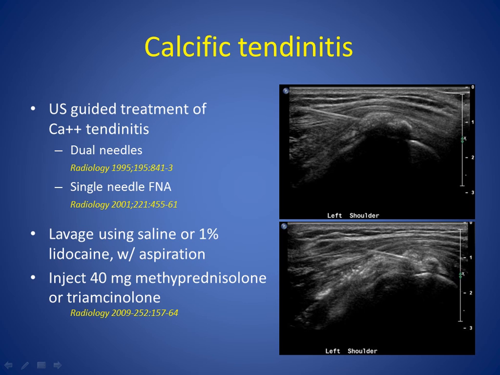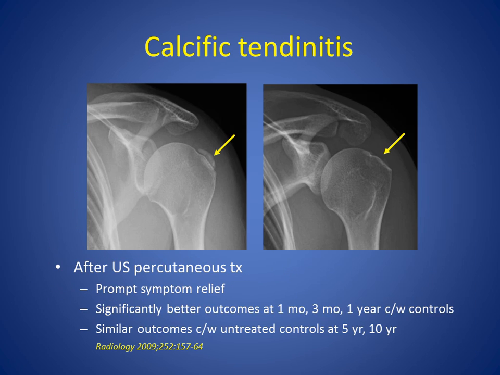Okay, so different techniques have been utilized. Some authors have advocated using two needles, one to inject and break up the calcium and the other to aspirate. We have typically used a single needle technique here. We put the needle right into the calcium deposit, we lavage with 1% lidocaine, and we aspirate. We do this repeatedly. And then at the end, we inject either methylprednisolone or triamcinolone into the cavity and into the residual calcium. You'll generally not be able to get all of the calcium out.